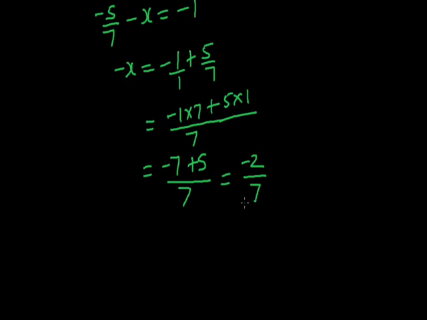So this is our required answer, that is minus 2 by 7. Sorry, this is not the answer because it is the value of minus x. So minus x equals minus 2 by 7. So minus and minus get cancelled, so x equals 2 by 7. So we should subtract 2 by 7 from minus 5 by 7 to get the answer minus 1.